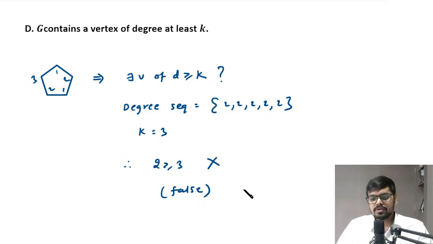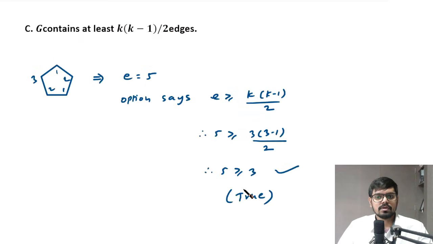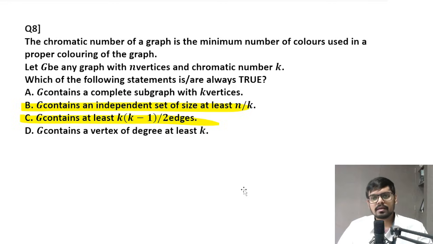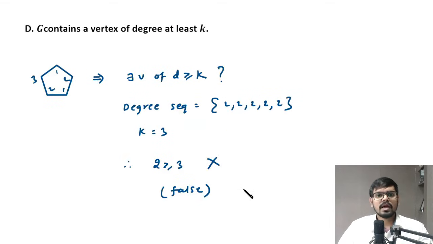Okay, so D was false, C was true, B was true, A was false. Take that pentagon example and every question can be solved. You can even take different examples to verify, no problem, and you will arrive at the same conclusion. B, C is correct. And that's it for today. I hope you enjoyed the class.